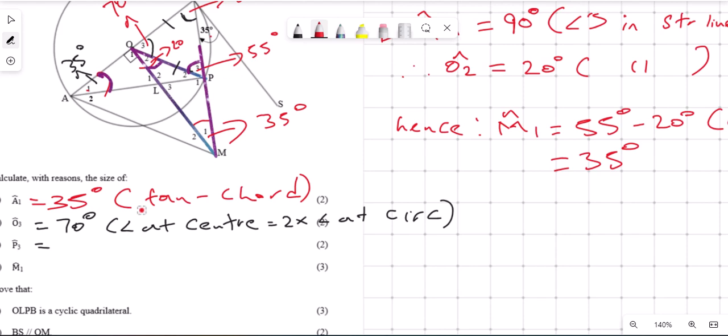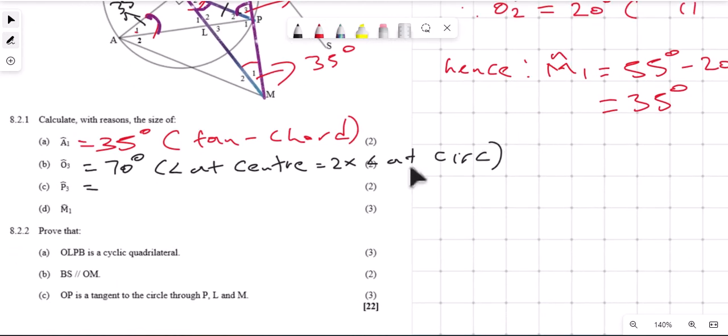You just conclude. Prove that OLPB is a cyclic quad. It is a quadrilateral, a cyclic quadrilateral. They are saying prove that OLPB. They run away now, they're no longer coming back here. Okay, it's fine. We'll see how. Okay, prove that OLPB is a cyclic quad.